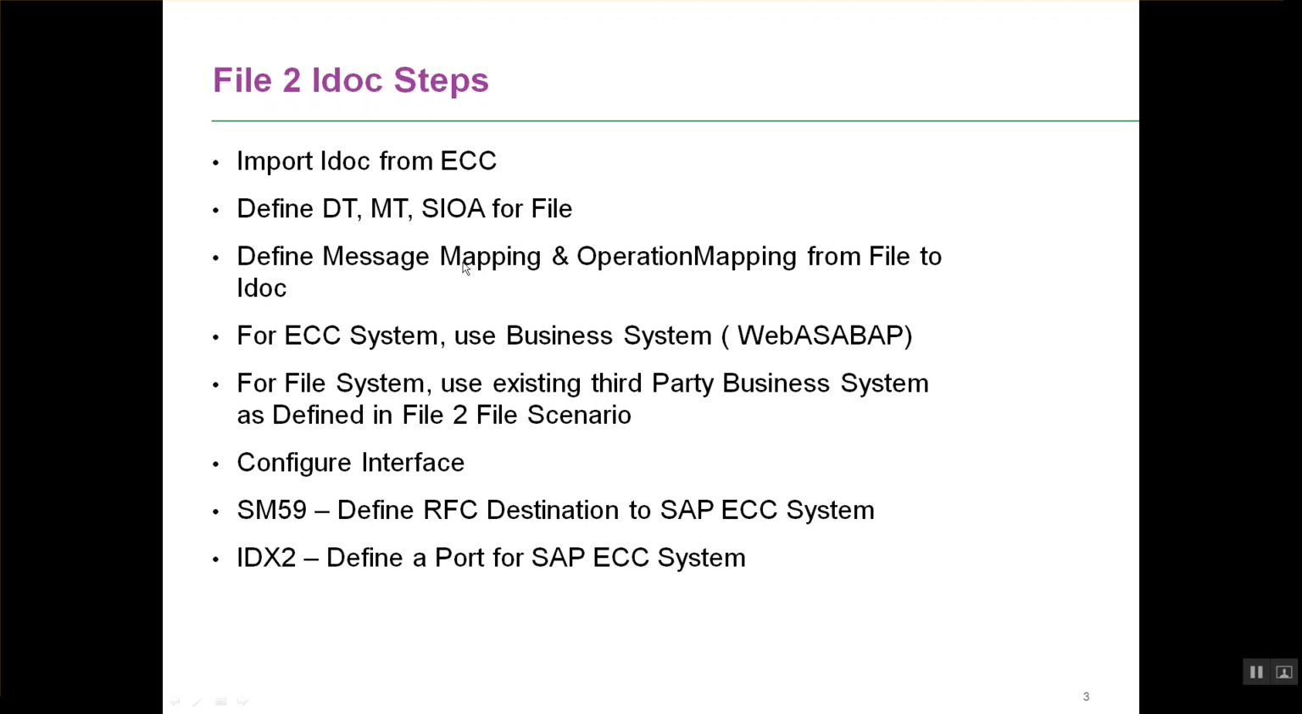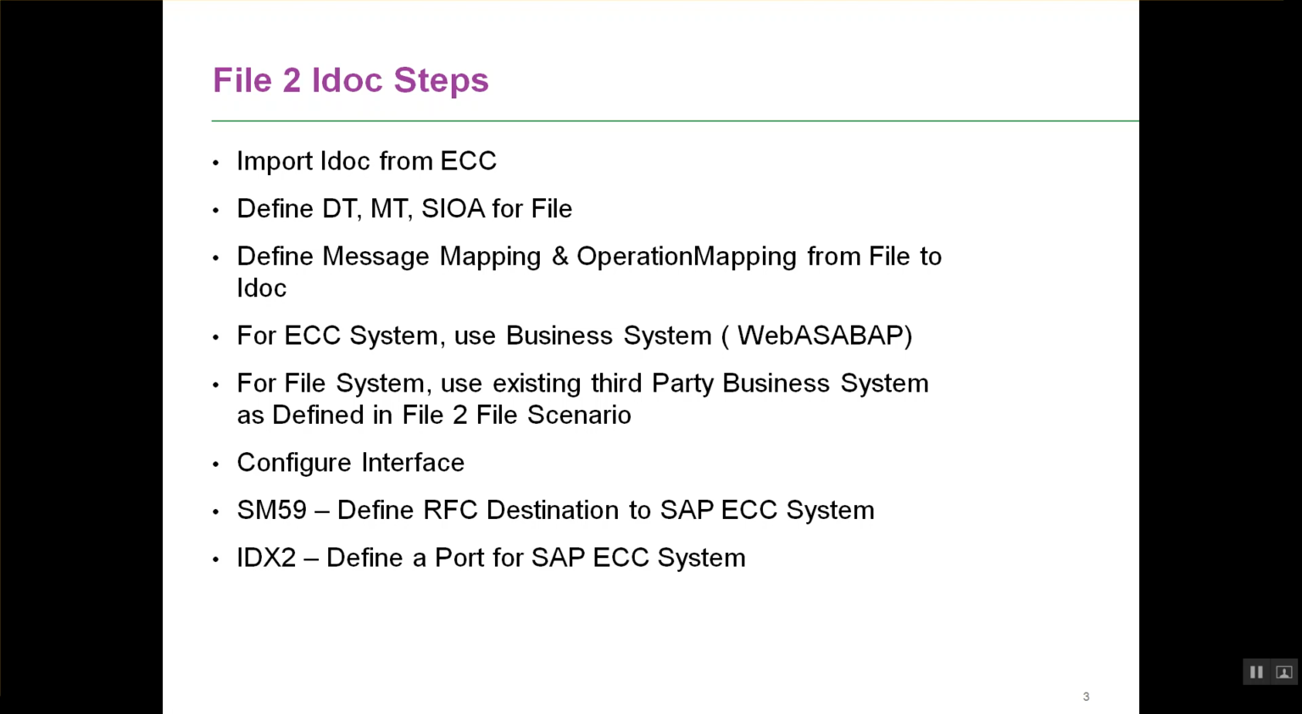Whereas in the case of a file to IDoc scenario, you only need to define the data type, message type, and the service interface for the source structure. For the target structure, the IDoc that you import will act as both the message type and a service interface. So basically we will look at how we use an IDoc as a message type in a message mapping, and the IDoc as a service interface in an operation mapping.